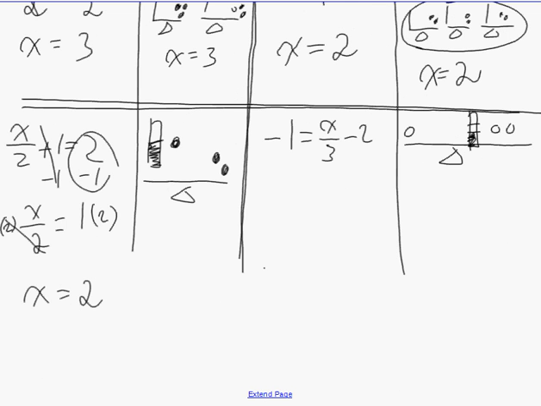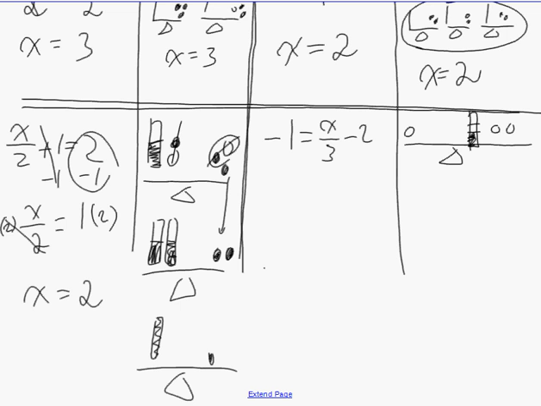Same thing holds true with the modeling. There's my constant. So if I add a negative 1 to that side and a negative 1 to that side, I'm left with half of x is equal to, all that's left over here is this positive 1 because this is a 0 pair. If I double this side, then I have to double this side, and therefore I'd have x is equal to 2. X is equal to 2.